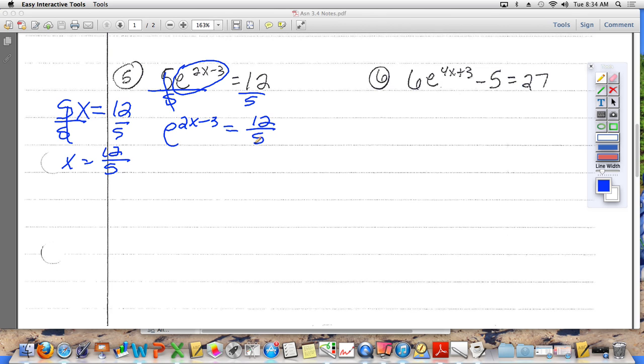Right now we have an exponential situation, and I don't know how to figure out what the x value is. Whenever in doubt, if it's in exponential form and you can't figure it out, what do you need to do? Change it to logarithmic form. So this becomes log base e. Remember, the base value has to stay e. Log base e of 12/5 is equal to the power, 2x minus 3.